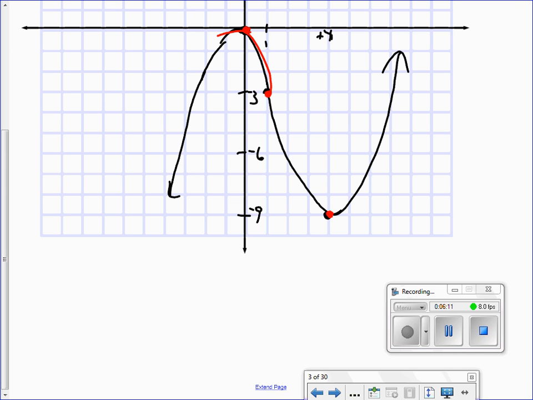Then from x equals 1 to 4, we had to draw a graph that was decreasing but concave up. And then when x was greater than 4, we had to draw a graph that was increasing and concave up. So you get something that looks kind of like that? Yeah. Questions on that one?